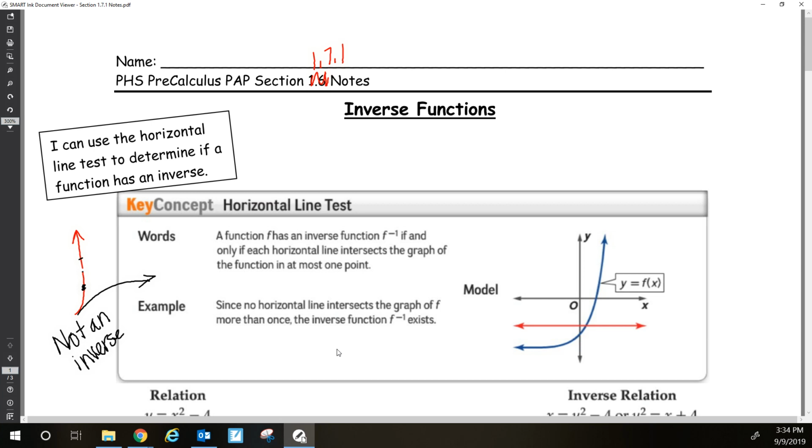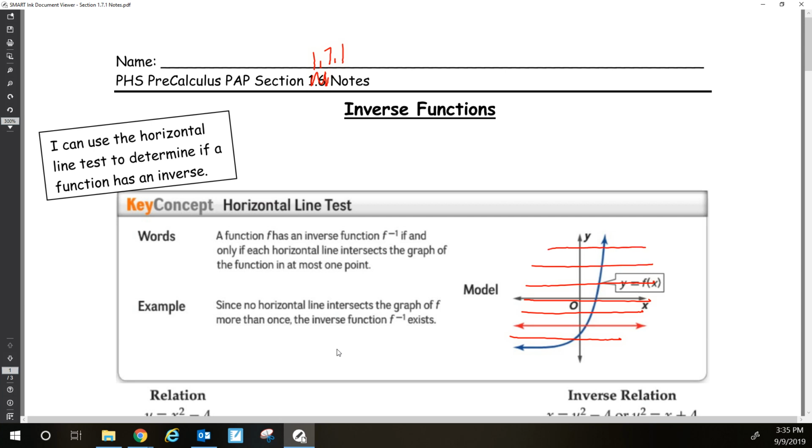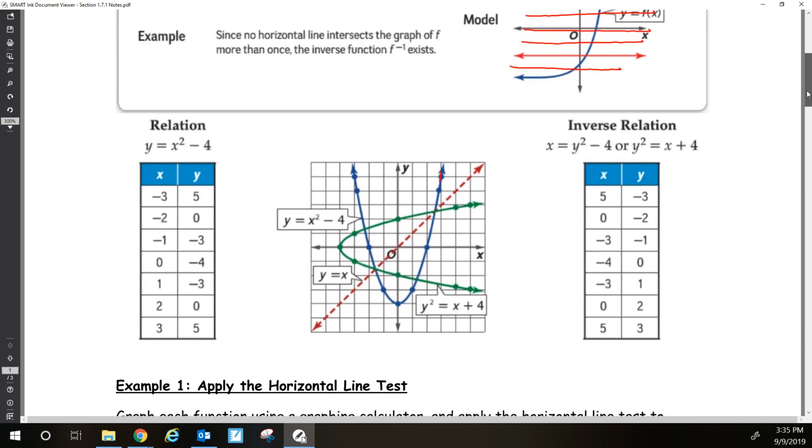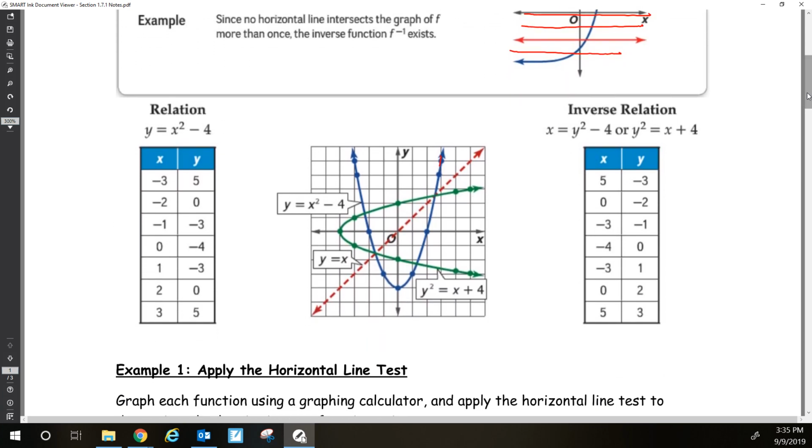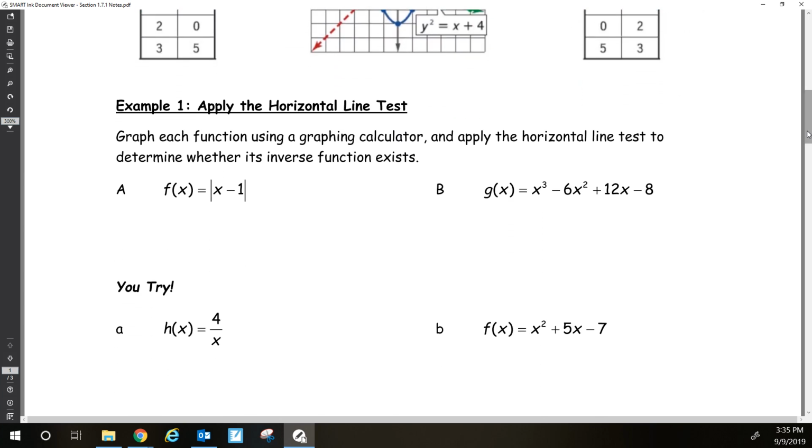And that's why we have those domain restrictors that we've been talking about in class. So if we take half of a parabola, that is an inverse, and its inverse is the square root function. So again, the whole point of the horizontal line test is that if you can draw a horizontal line anywhere on a function and you only cross that graph one time, then it has an inverse. We're not finding the inverse right now. The horizontal line test tells us whether it has an inverse or not. And we've kind of talked about this example, so I'm going to move on down here.